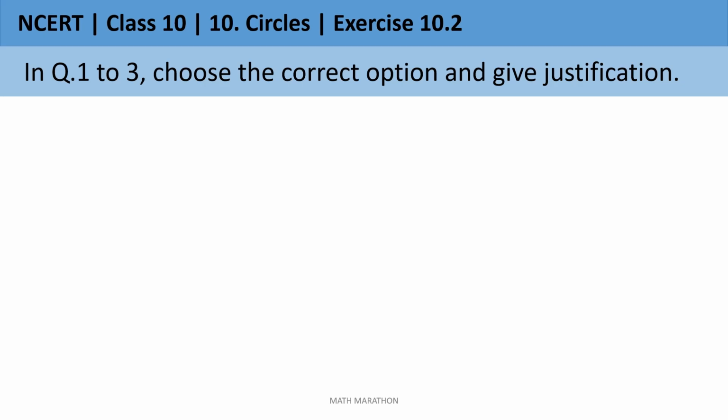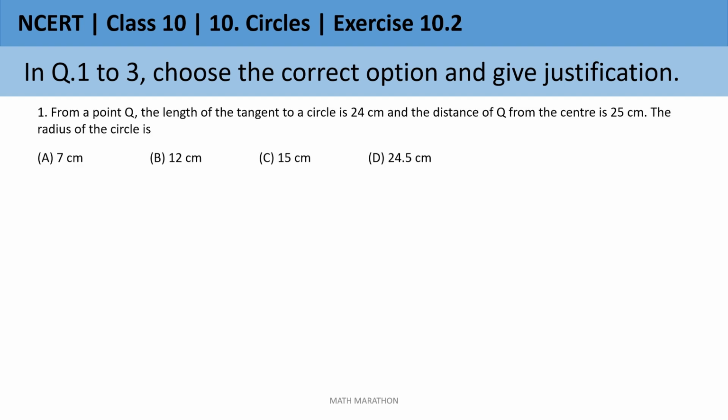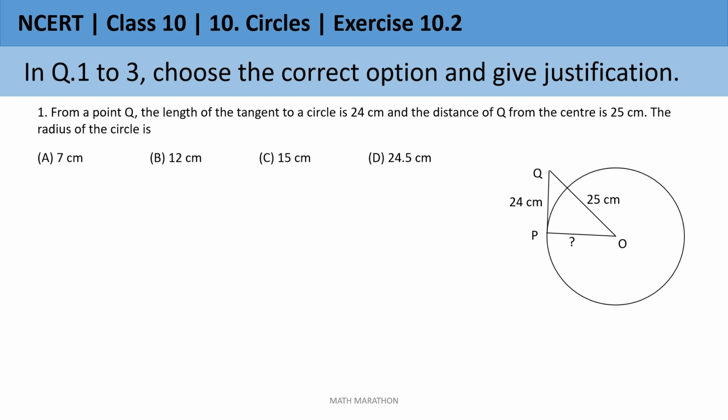In question 1 to question 3, choose the correct option and give justification. Question 1. From a point Q, the length of the tangent to a circle is 24 cm and the distance of Q from the center is 25 cm. The radius of the circle is dash. Options are A. 7 cm, B. 12 cm, C. 15 cm, D. 24.5 cm.